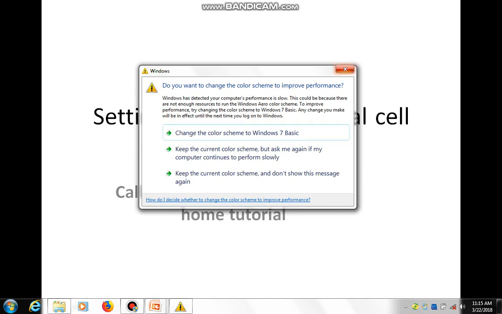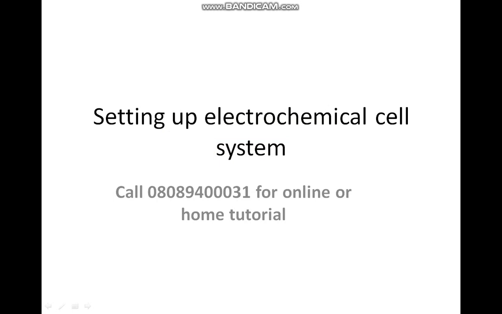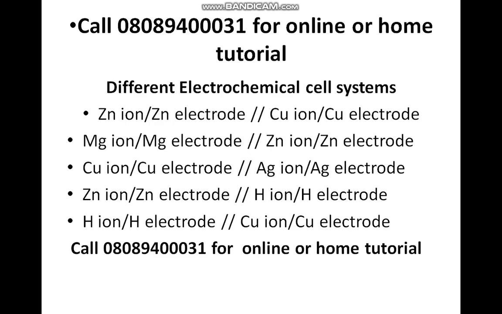On the tutorial board are the various setups for electrochemical cell system that we can have. There are 5 systems above. The zinc ion zinc electrode coupled with copper ion copper electrode. The second one, the magnesium ion magnesium electrode coupled with zinc ion zinc electrode, and so on and so forth.